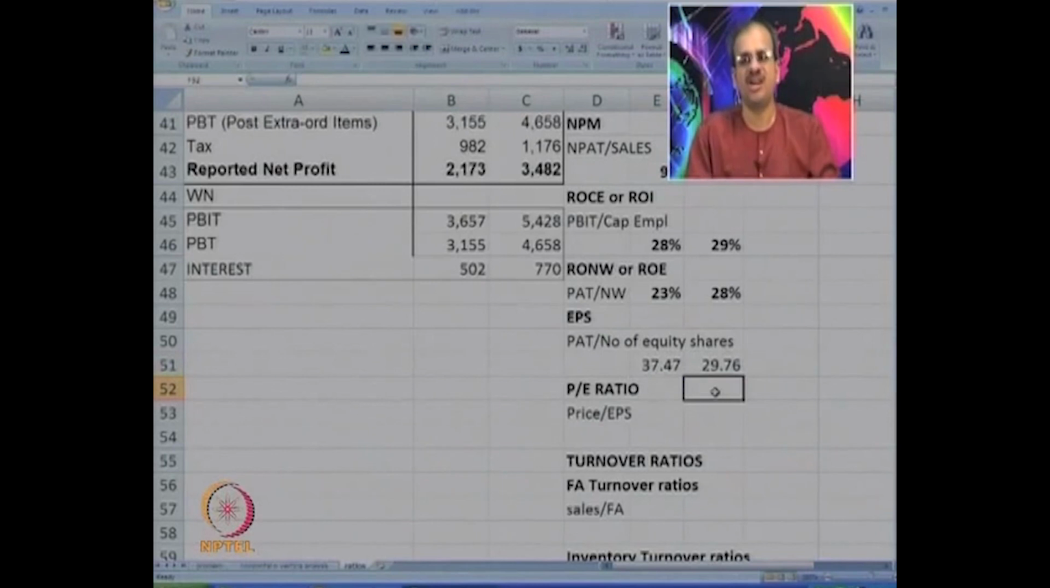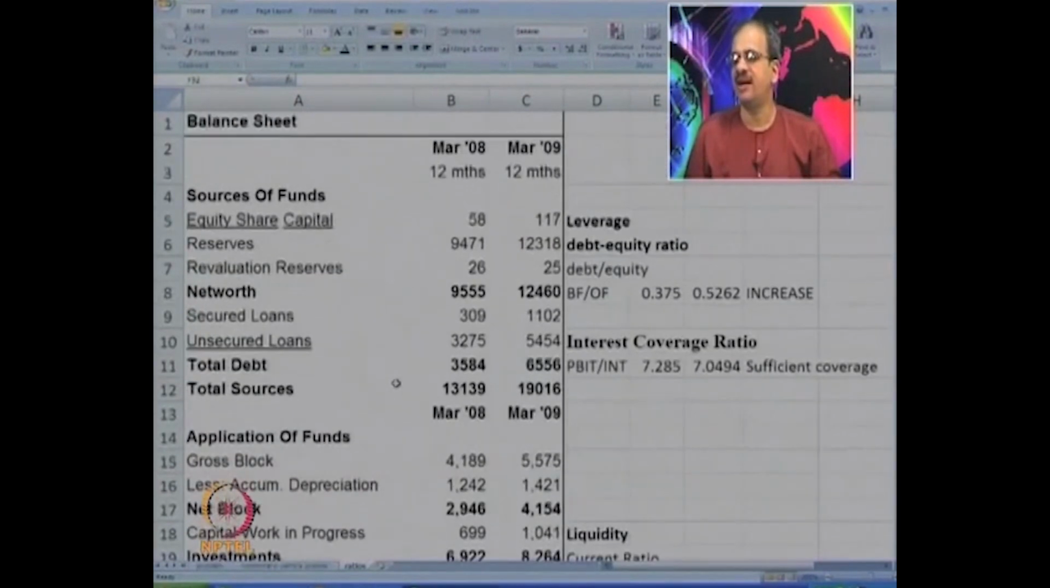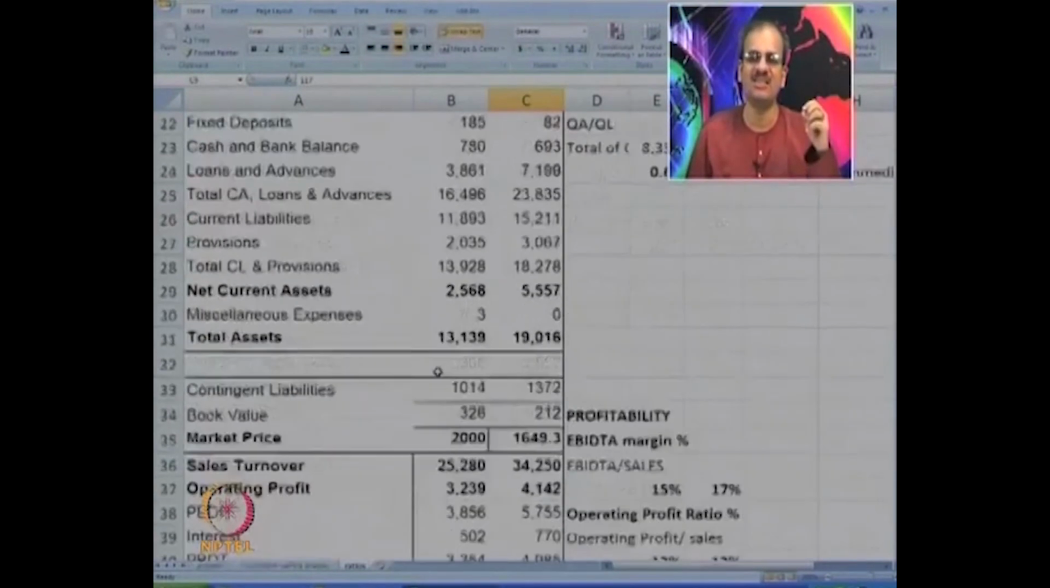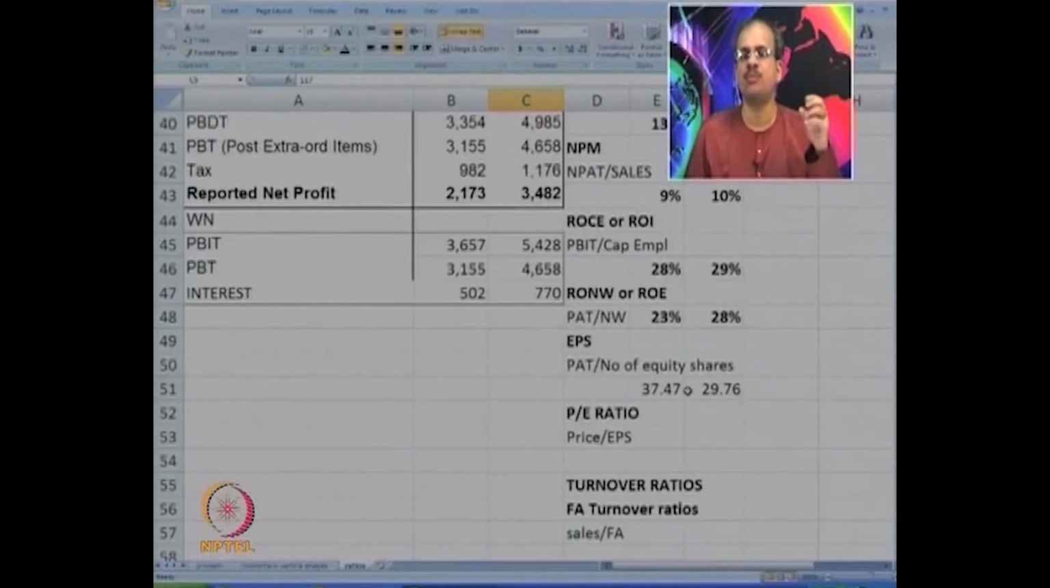So, per share earning has gone down from 37 to 29. Why has it gone down? Actually, going down of EPS is not a good sign, but you can see that equity share capital has more than doubled, 58 to 117, and that is the reason why EPS has somewhat gone down. But still it is a healthy sign if the company has given the bonus share.